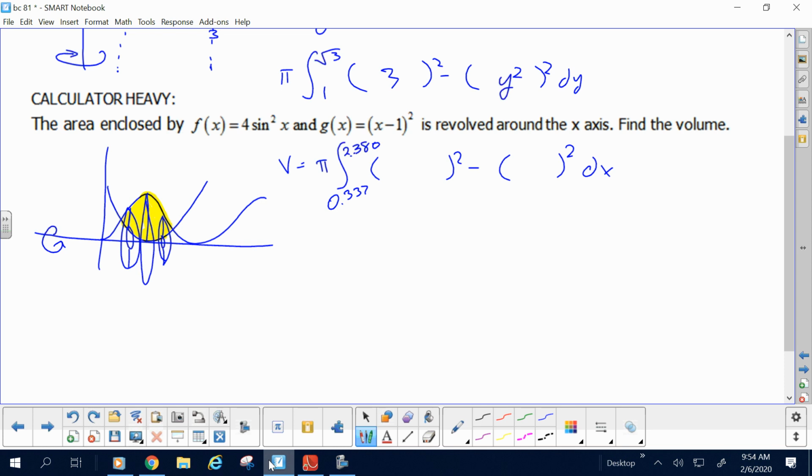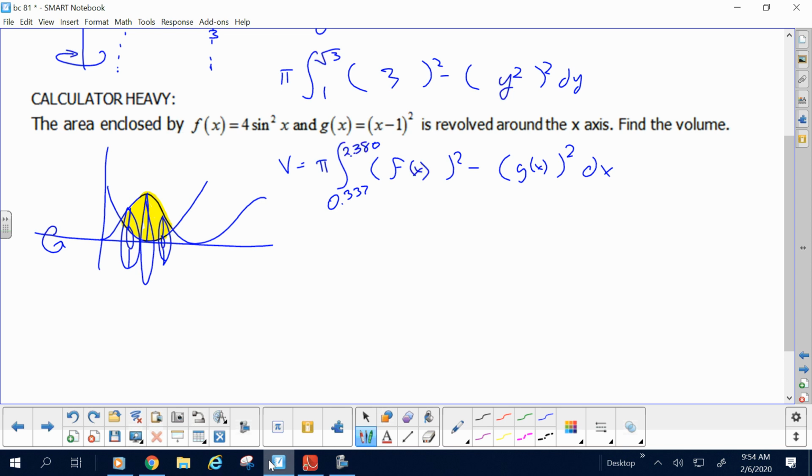It's f of x. It's the sine curve. Do you agree that upper curve is the sine curve? Yeah? 4 sine squared. So you can write the function. If the functions have function names, you can definitely call them f of x and g of x. You may not call them f1 and f2 like your calculator. That is never acceptable. All right, what about little r? Yeah, little r is g of x. It's the distance from the axis to the parabola.